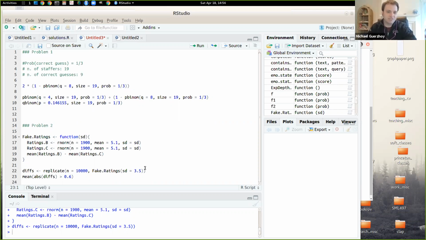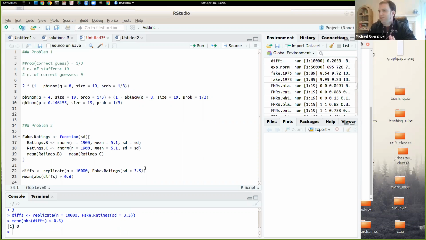Yeah, so never is the average rating for 1900 tasters for wine B and 1900 tasters for wine C different by 0.6 if the true means are the same. So we can go back and look at why that is.